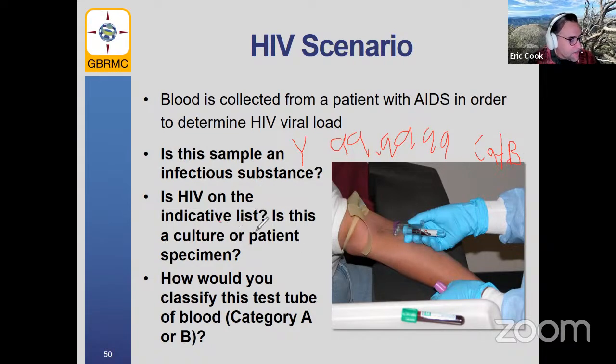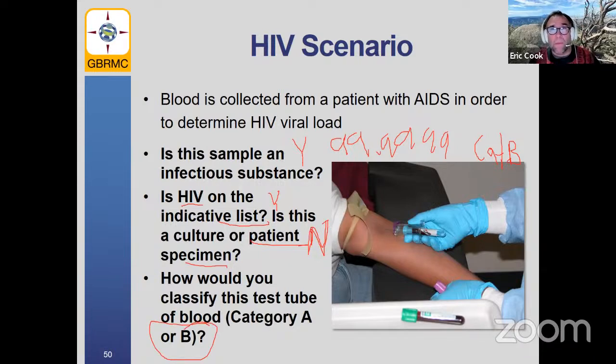Next, is HIV on the list? Yes, it's on the list, but it's only on the list as a culture. So actually, it's not on the list because this is not a culture of HIV. It's only cultures of HIV that would be category A. While HIV is on the list, it's only there as cultures. This is a patient specimen, and therefore it is not on the list. So the true answer of this is no, it's not on the list, and therefore it should be category B.